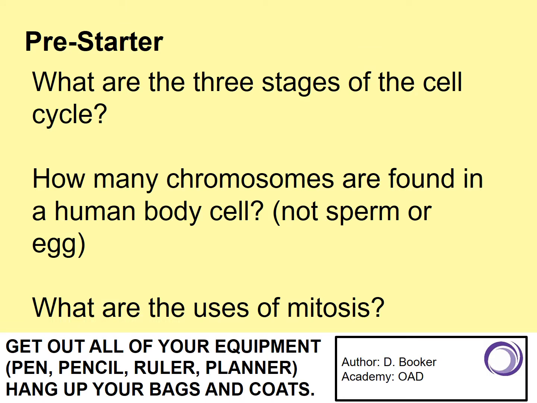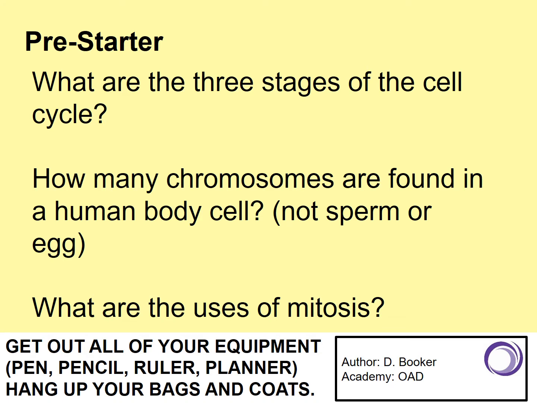From the last couple of lessons, I want you to just think your mind back, or if you need to, go back to that lesson. So there are 3 stages of the cell cycle. I want to know what they are. You just need to tell me what they are, not what happens in them. I want you to tell me how many chromosomes are found in a human body cell, please. Not a sperm cell or an egg cell or a red blood cell, but a normal body cell.